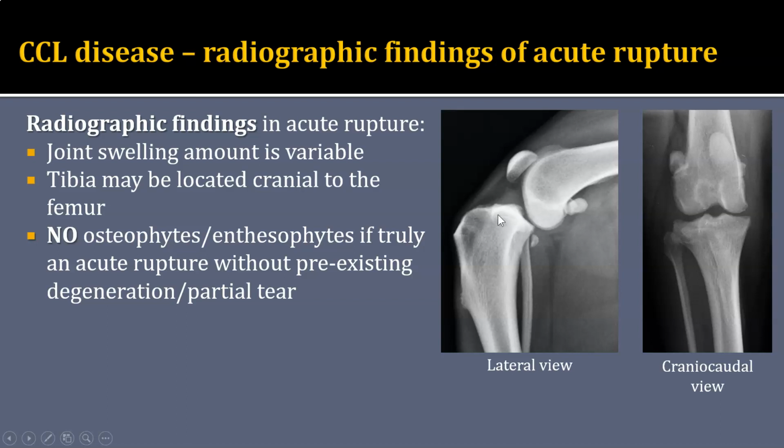However, if it were this cranial to the femur, that would still tell us that this is an acute rupture. And then if it truly is acute, we shouldn't see any bony osteophytes. So look at how smooth these trochlear ridges are, the patella, the fabellae. There's no extra bone anywhere and no enthesopathy at the insertion of the cranial cruciate ligament.